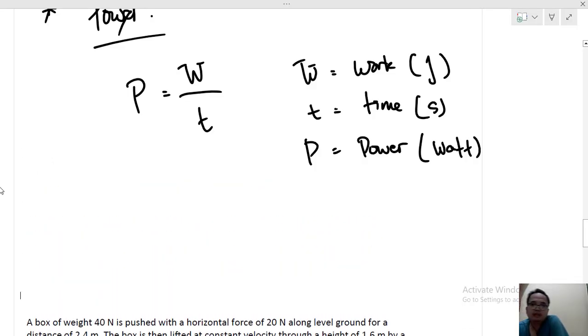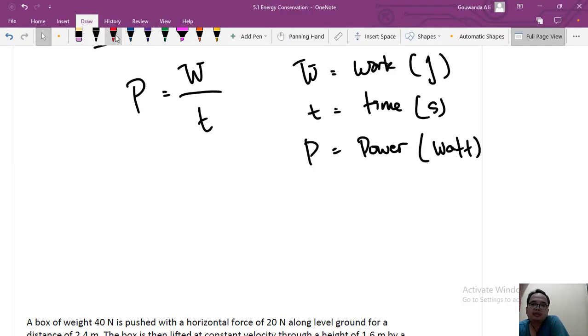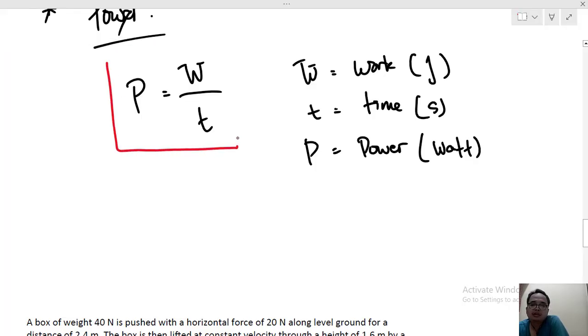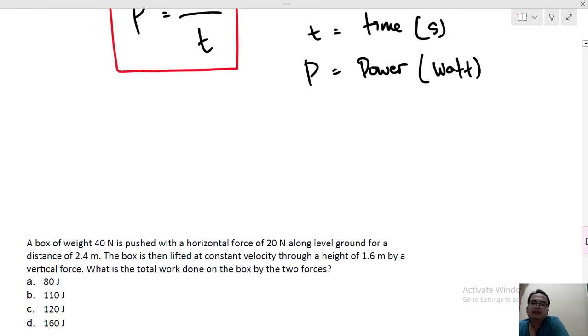In this equation, power is directly proportional to work and inversely proportional to t. It means that the more time, the less power, and the less time, the more power. What can we make this comparison? I will make a comparison maybe.